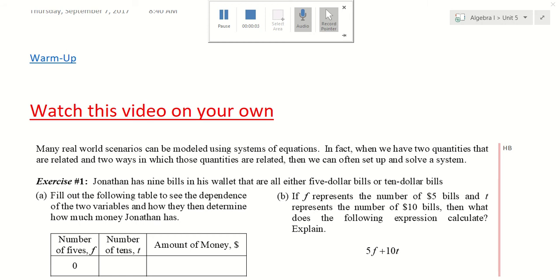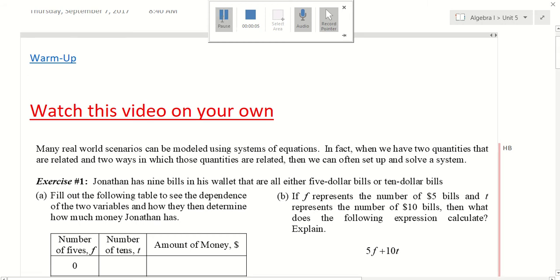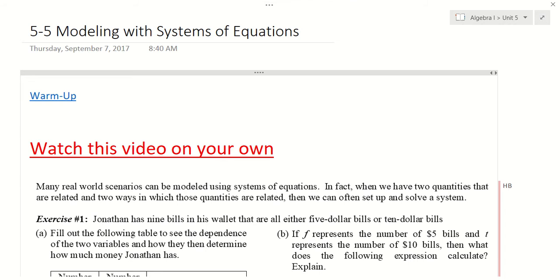Okay, lesson 5, modeling with systems of equations. So we've been working with systems of equations for 4 lessons now, and now we're going to really move into word problems or real world situations here.